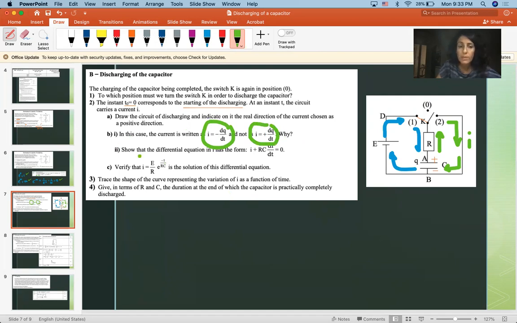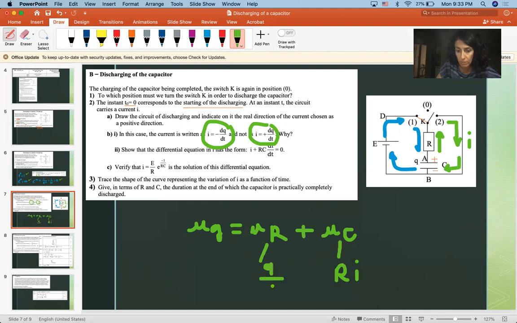Then they say show that the differential equation has the form. Remember, you say U generator is equal to U resistor plus U capacitor. They gave you the answer, by the way, you're so lucky. So this is Ri, and this is Q over C. And this is 0, and you can add a plus in here. Now replace I by dq over dt.